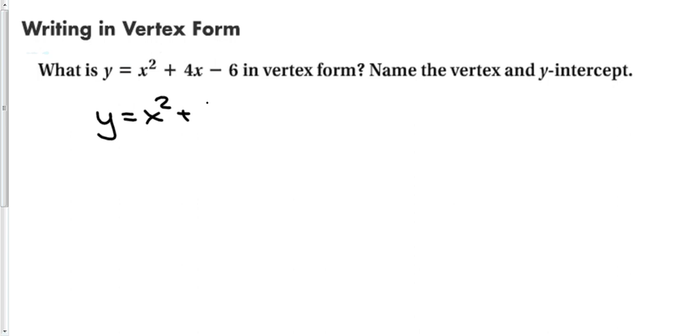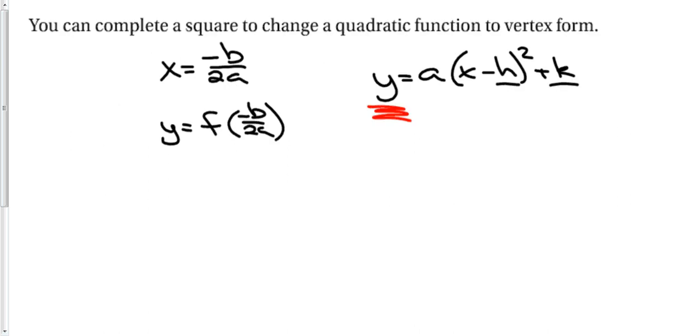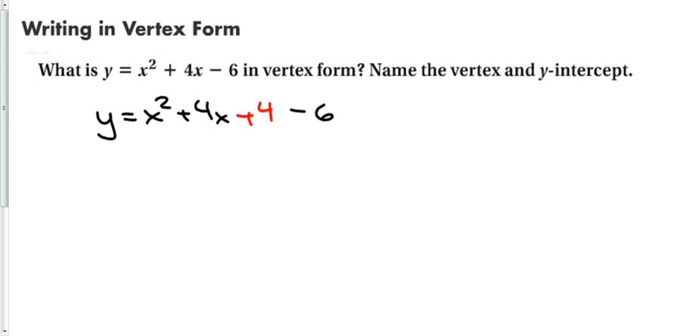X squared plus 4x. Now, to complete the square, I would need to take 4, divide it by 2, and square it. Plus 4 completes the square. Well, I need the rest of my equation. I need minus 6. But I've added 4 to the equation, as you can see. So I need to add it to the other side, which I don't want to do because I want to make sure that y is by itself. Or if I add 4, I can just take it away. And now this equation has stayed the same.